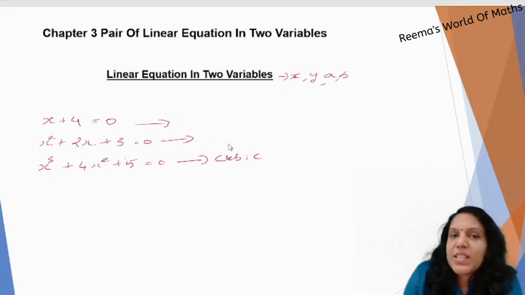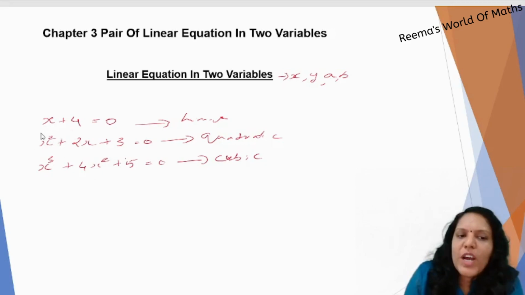Since it is an equation, we can say cubic equation, and the previous one is quadratic because the degree is 2, and here it is linear. All of these have only one variable.